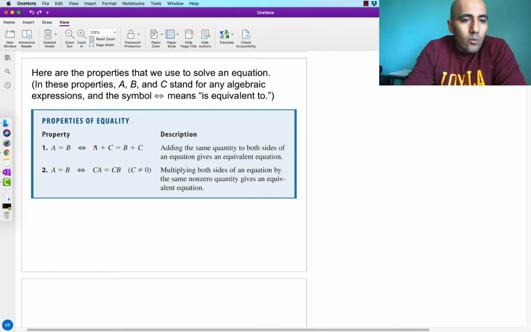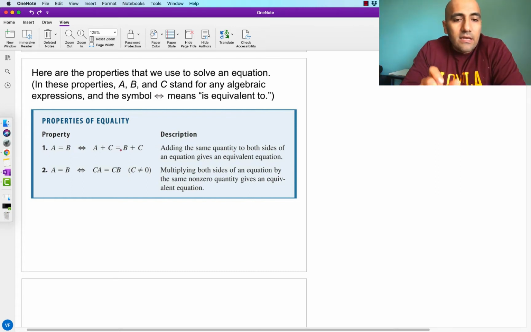If we have one equation, A equals B, then this little double arrow symbol means that it is equivalent to this other equation, where all we've done is add the value C to both sides, right? So this first property is just indicating that you can always add the same constant to both sides of the equal sign and maintain that equality. You know, you get it. If you start off with a true statement, we can add C to both sides, and we'll get another true statement.